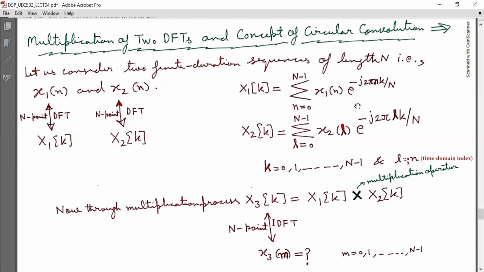And we define here X2(k) is equal to summation l running from 0 to N minus 1 of x2(l) e raised to power minus j 2 pi lk by N. Here l and n are time domain indices, discrete time domain indices, and k is the indicator of the frequency component.